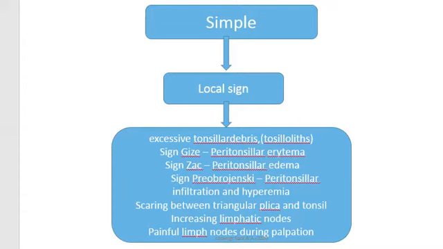During simple chronic tonsillitis, we can see only local signs. By local signs, we mean just excessive tonsillar debris, which we call tonsillitis. By sign Gize, we mean the paratonsillar erythema. Sign Zak is the paratonsillar edema. Sign Preobrazhensky is the paratonsillar infiltration and hyperemia, scarring between the triangular plica and the tonsil, increased lymph nodes, and painful lymph nodes during palpation.